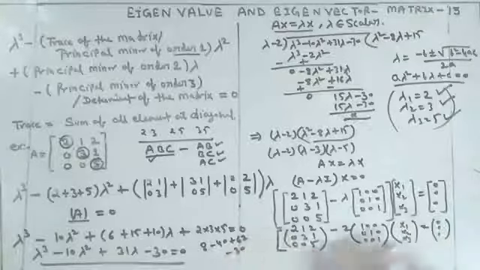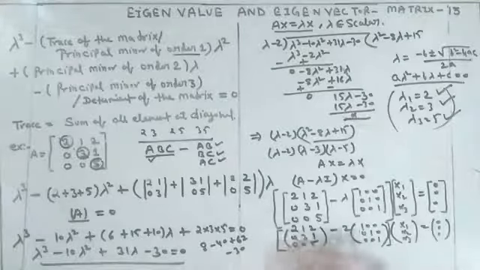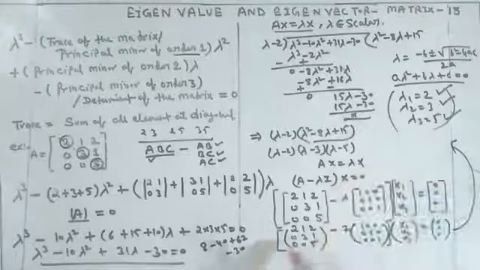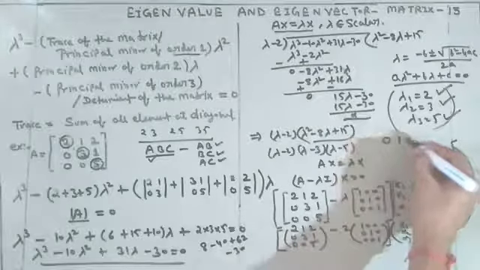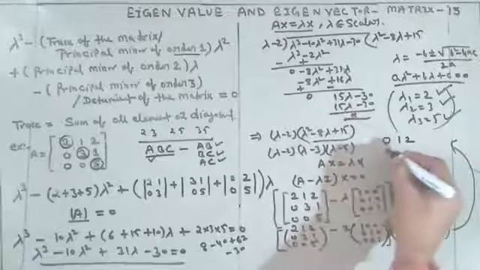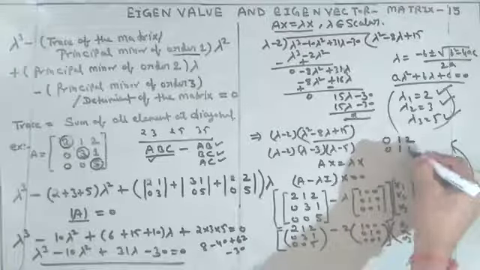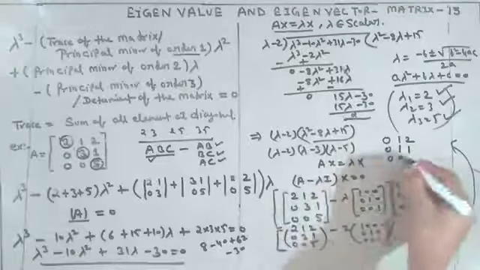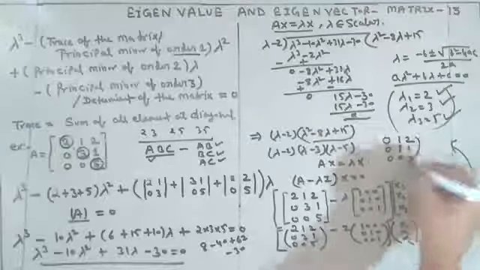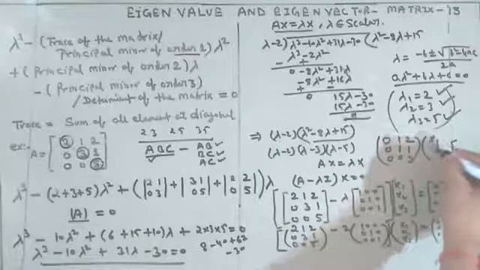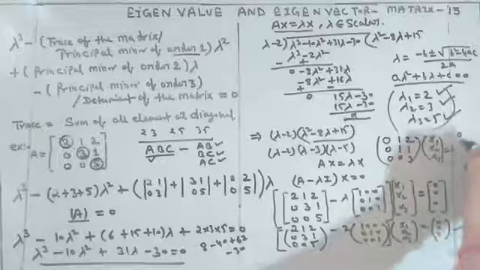Just calculate it. Then you will get 2 minus 2 is equal to 0, and 1, and 2. Then 0, 0, 3 minus 2 is equal to 1, and 1. Then 0, 0, 5 minus 2 is equal to 3. So you are getting this one. Then multiplied by x1 x2 x3 is equal to 0 0 0.